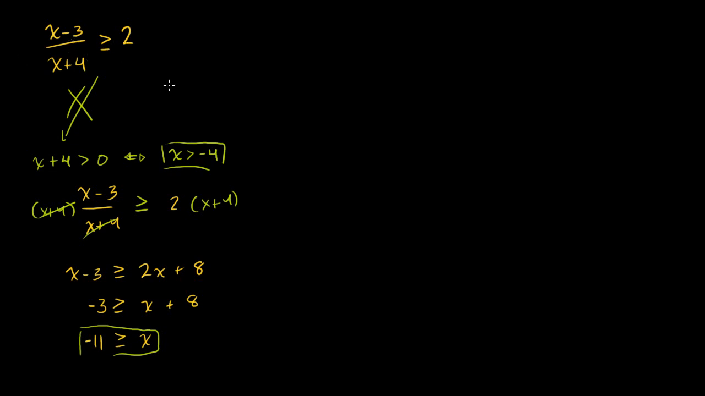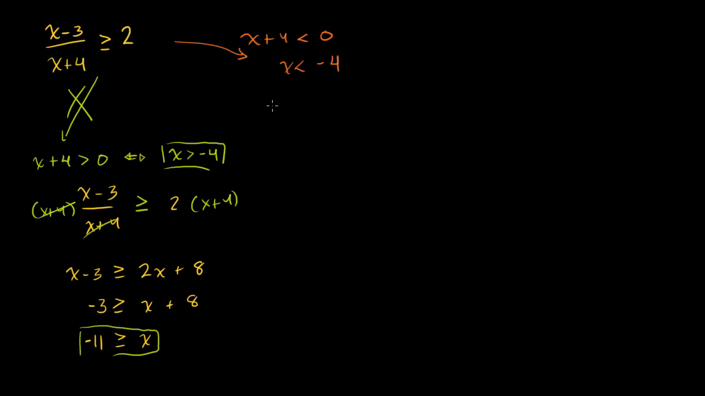So let's assume what happens when x + 4 is less than 0. What happens when x + 4 is less than 0? And once again, that's an equivalent statement, if we subtract 4 from both sides, to saying that x is less than -4. These are equivalent statements.